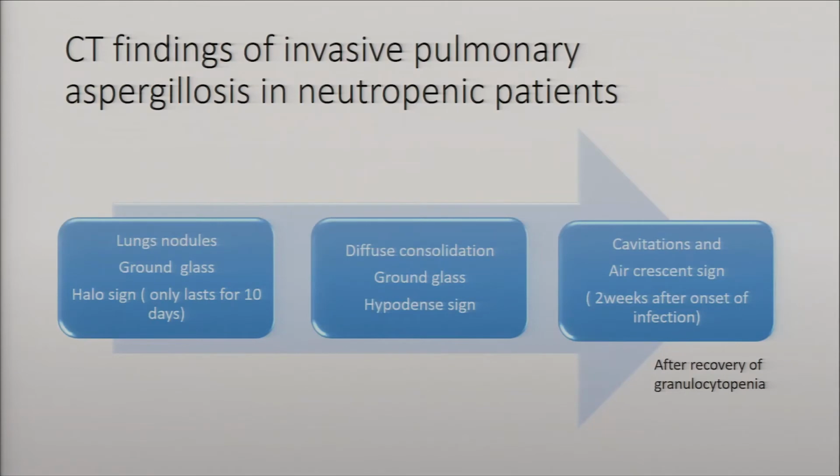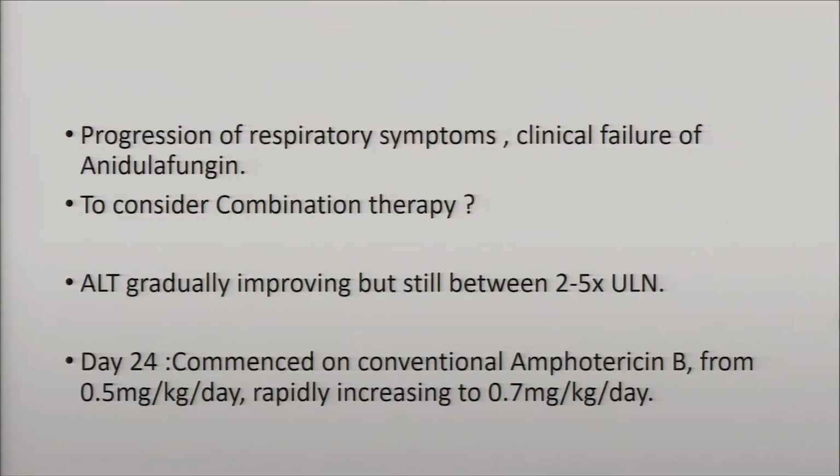But unfortunately, the halo sign only lasts for 10 days, it's transient. After that, it becomes confluent consolidations. Okay, you may see some hypodense sign. And all these eventually progress into cavitations when the lungs start to retract, leaving behind a cavity. So cavitation or air crescent sign is a late sign, usually happening when the white count starts to recover. And we do not wish to pick up only at a late stage. It should be picked up at a very early phase, whereby you have already initiated antifungal agent.